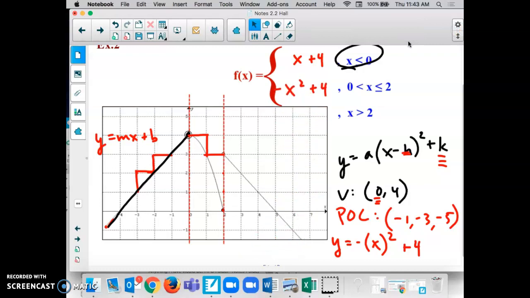Let's see if that makes sense. It says that is good when x is between 0 and 2. 0, not including 0, that's what this open circle means, and then including 2, it is solid.